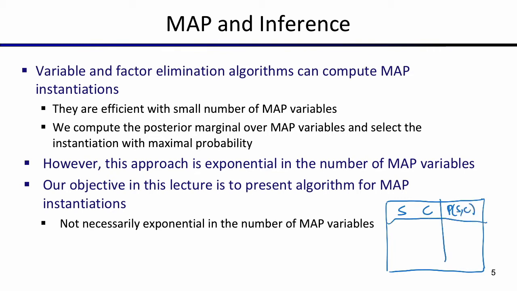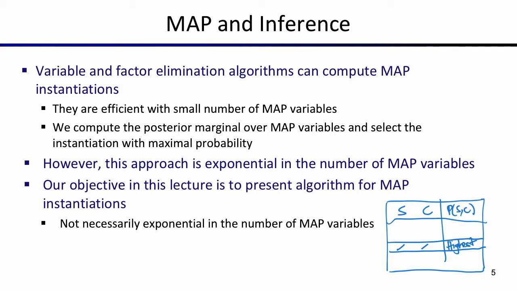And in this case, what we are interested in is not the probabilities, but the assignment. So we're going to look for one row here that has a certain value for S, a certain value for C, and has the highest probability of all the probabilities that we have in the table. Of course, this assignment may not be unique. We may have 2 or more assignments with the highest probability.